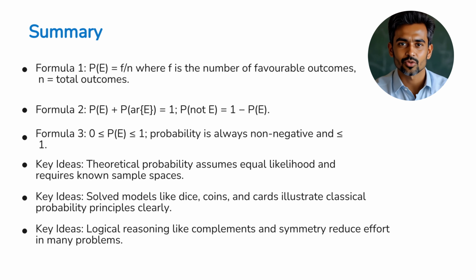Theoretical probability assumes all outcomes are equally likely and requires you to know the full sample space. Events are subsets of this sample space, so grasping the relation is key to calculations. Finally, using logical techniques like complements and symmetry can make problems much easier. Examples with coins, dice, and cards clearly show how these classical ideas work. Soch ke dekho. Probability helps us make sense of uncertain situations just like this. Keep practicing, shabash, and you'll master probability in no time.